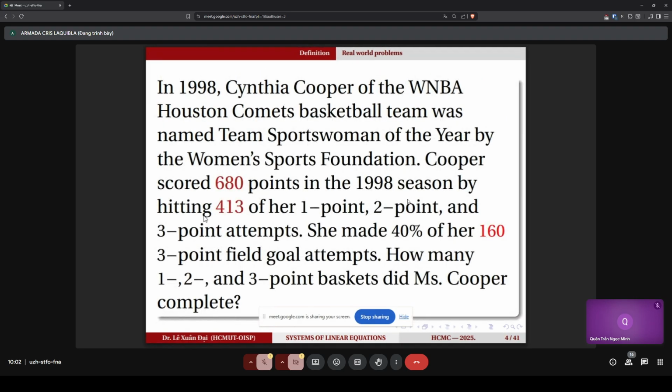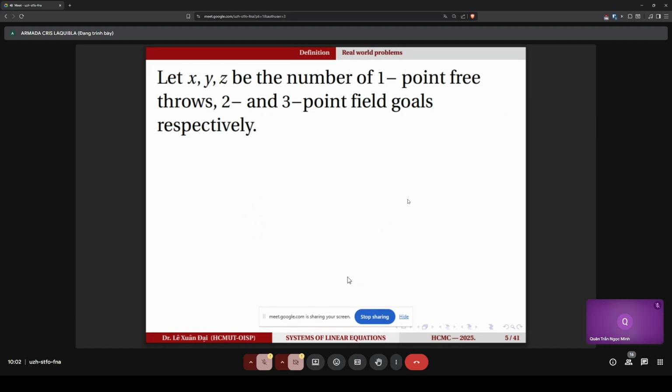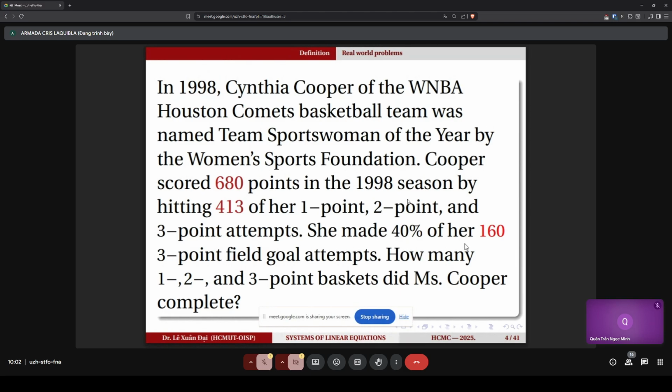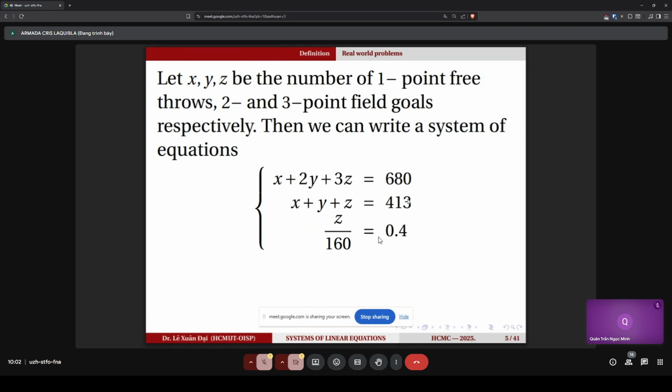Next, by hitting 413 shots over 1, 2, and 3 point attempts, here is the total that she got. So we have there 413 shots, so we have here x plus y plus z is equal to 413. That's the total of the shots that she has. And then the last is she made 40% of her 160 three-point field goal attempts. So it means z over 160 is equal to 40% or 0.4.